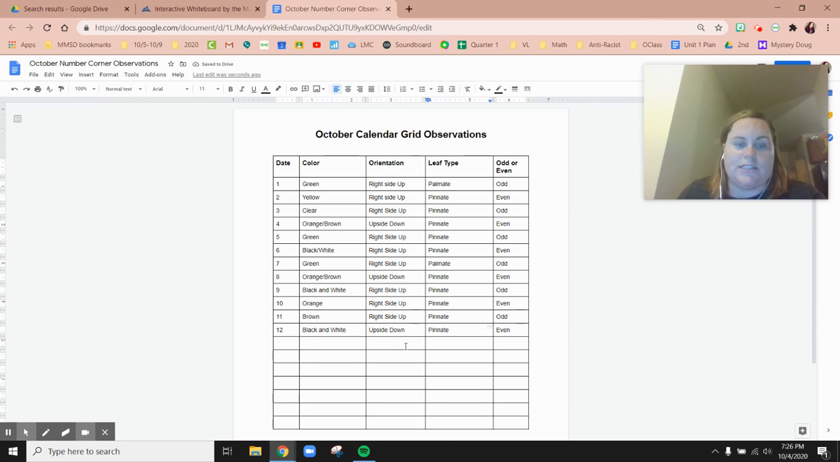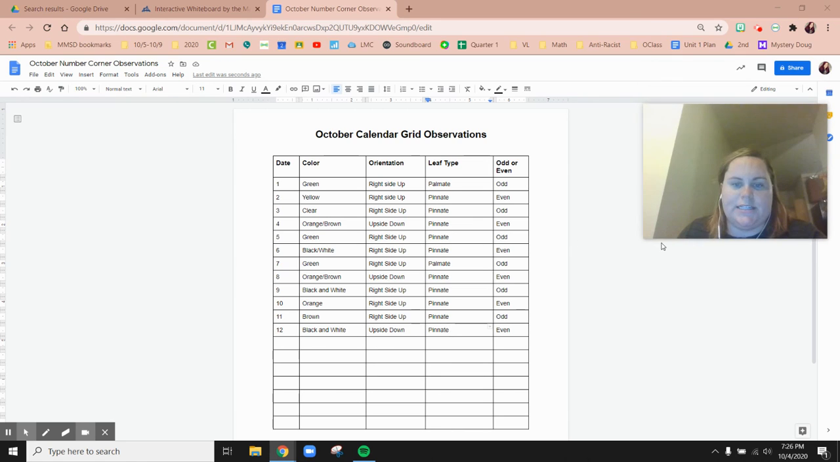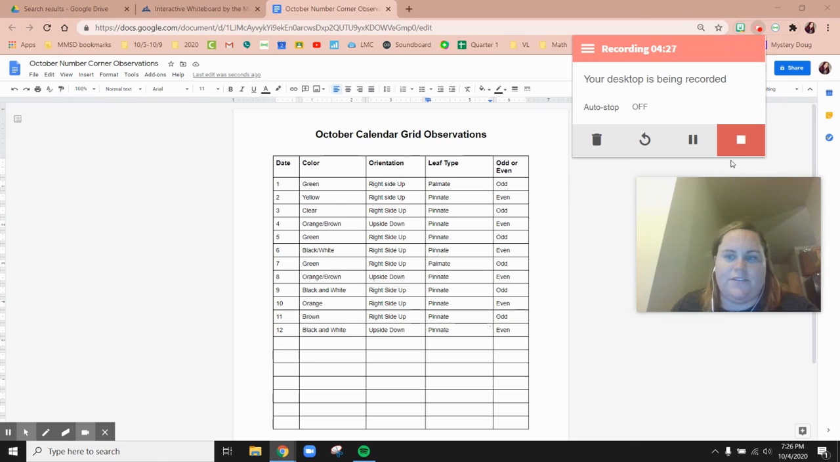So today we talked about October 11th and 12th. And I want you to take a second to look. Okay, so here's our pattern. It continues on, right side up, upside down. And we will see what tomorrow's leaf brings.